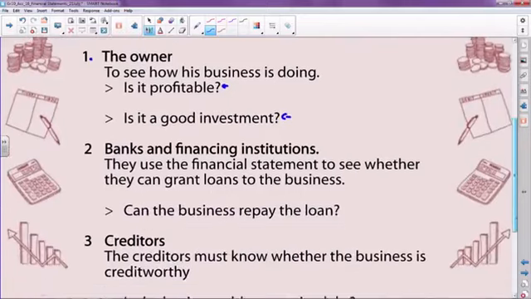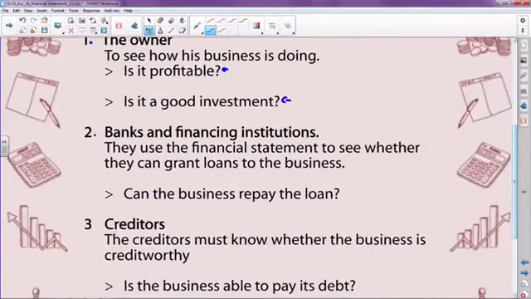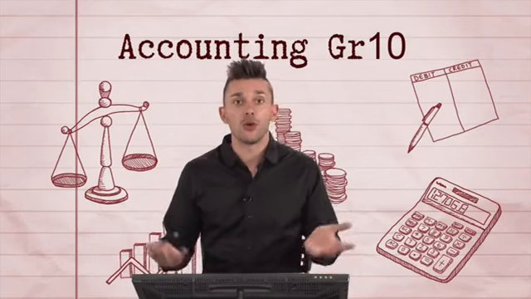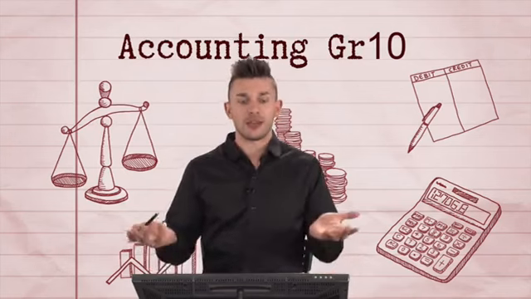Let's go look further. The second one will be the banks and the financial institutions. And why do we need to show them my statements? Again, if you need a loan, where are you going to get this money? You're going to get this money from any bank or financial institution. So they won't just lend money to whoever they think needs it. You need to go and prove to them and say, look here, this is my statement.